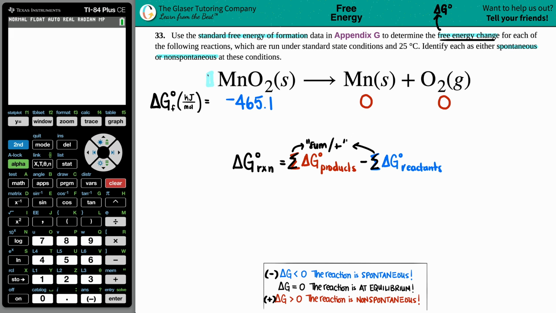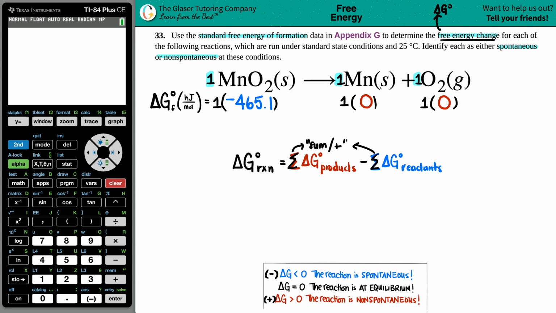But in this one, there are no values in front of each substance. MnO2, Mn, and O2, you all have one of these. Which means that these values would all be times 1. But if you times it by 1, that just means that it's the same number. But I'm just showing you to give you a structure as to what happens if there were 2 Mns. You would times that by 2.